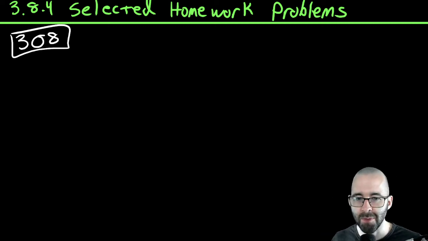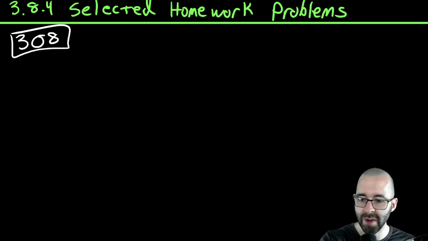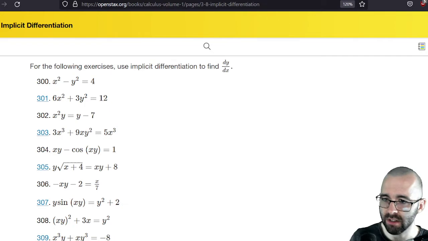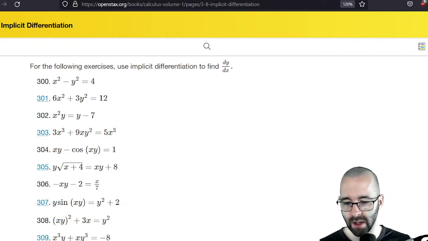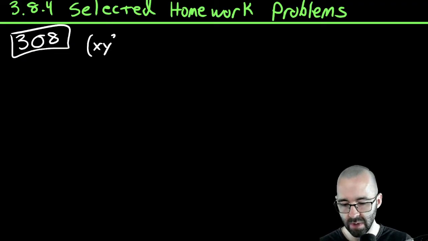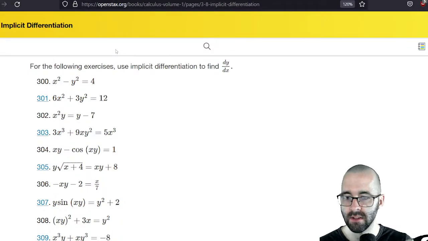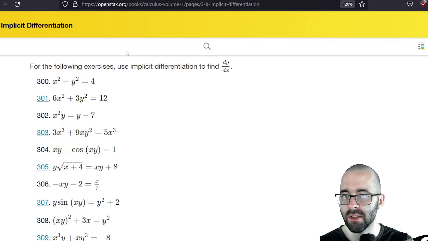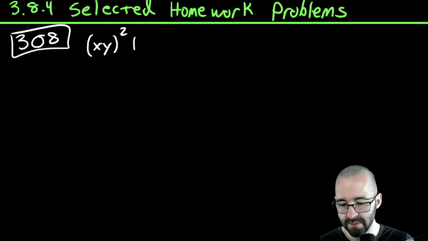All right, let's do some more bonus problems. Start with 308 in the textbook. So that says, use implicit differentiation to find dy/dx for 308: xy squared, sorry, (xy) squared plus 3x equals y squared.